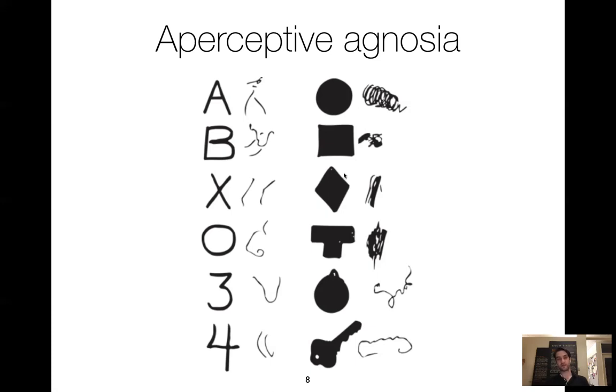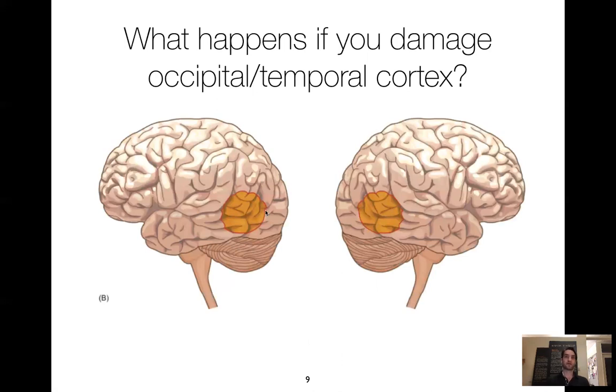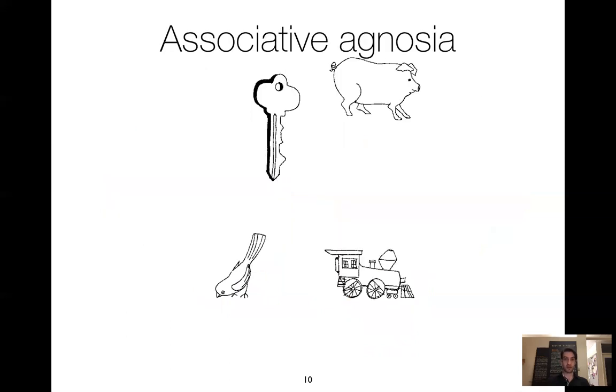Okay, so that's what happens if you damage V1 through V4, but what happens if you damage this outside part of your head, kind of into the two sides of your head right here, which is the lateral part of the occipital cortex, the occipitotemporal junction? In that case, you're afflicted with another type of agnosia, but this isn't aperceptive agnosia. This is referred to as associative agnosia.